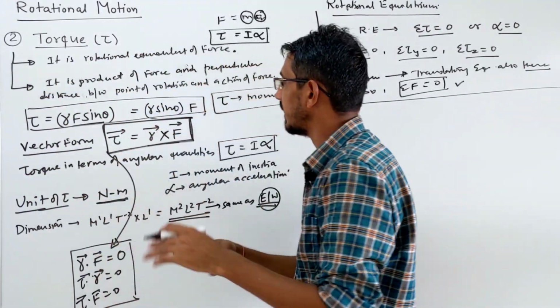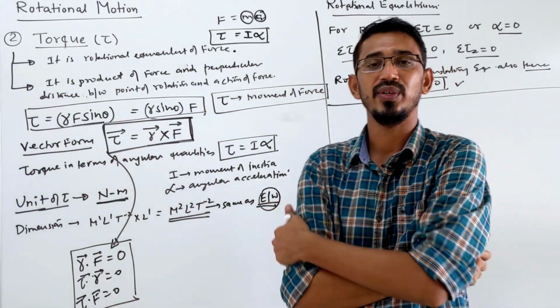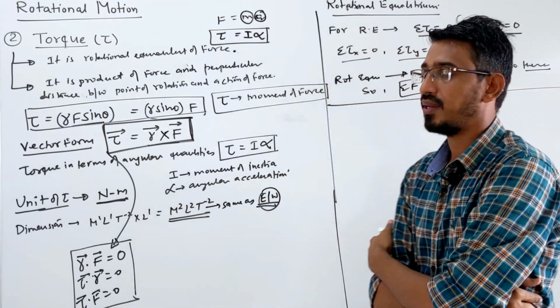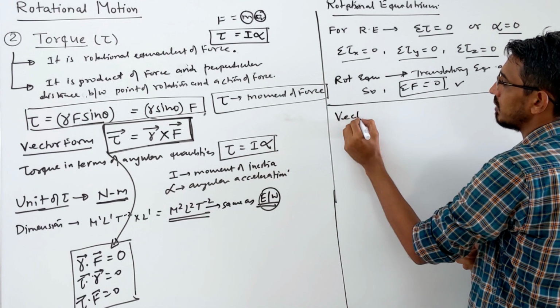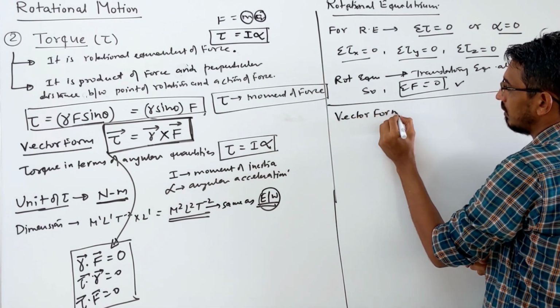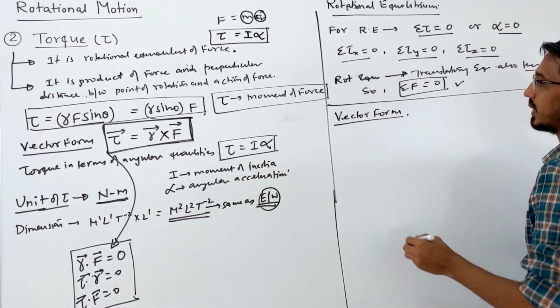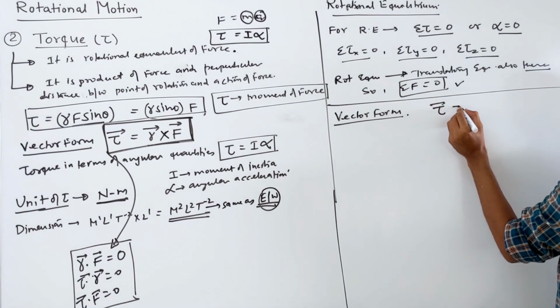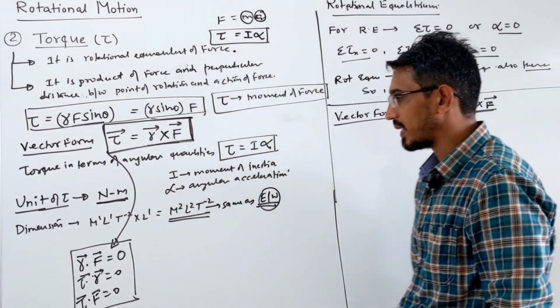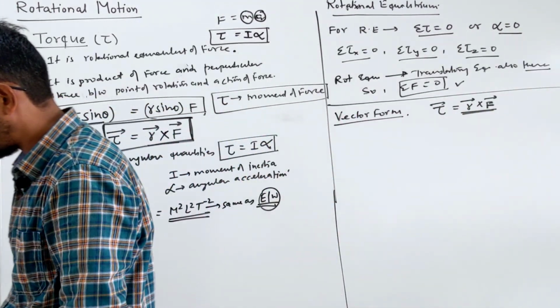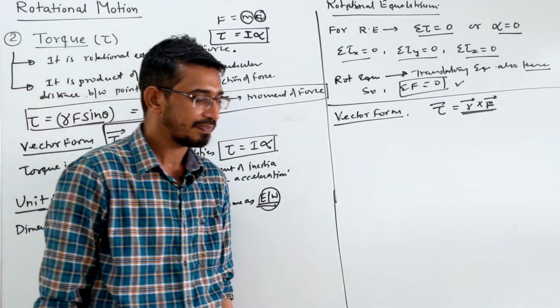So, first main question they ask is about the vector form, okay? Many questions they have asked, so I will talk first in vector form. Vector form is nothing but torque is equal to R cross F, okay, R cross F. So, we will take some example here and we will see how we will answer them.